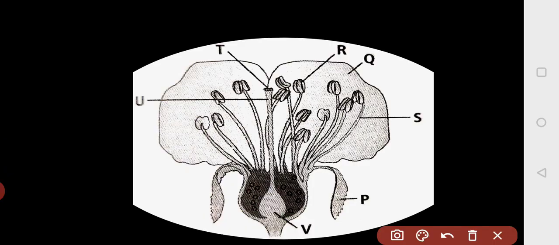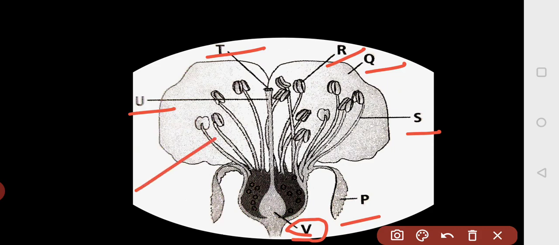Now this is a question which is important for some competitive exams. In this question you have to label the parts P, Q, R, S, T, U, V. Hope you are able to label it. You will try. Otherwise I am telling you, P is the sepal, Q is the petal, R is the anther, S is the filament, T is the stigma, U is the style and V is the ovary. Okay, understood? So you do this by yourself.